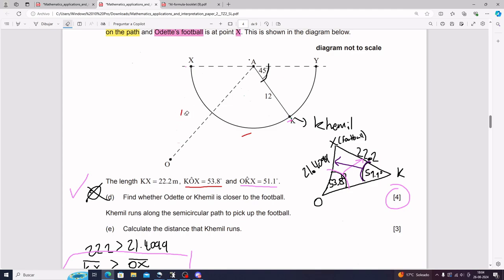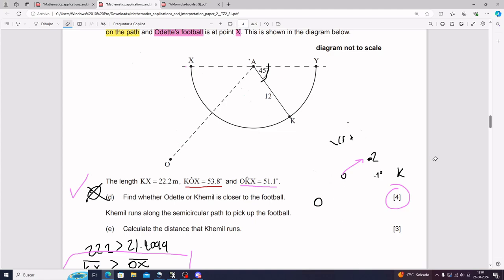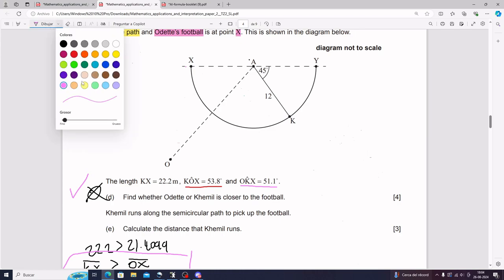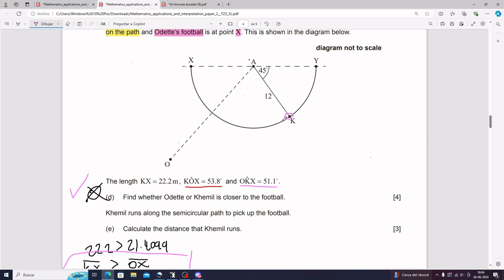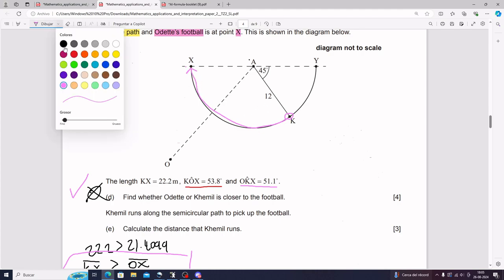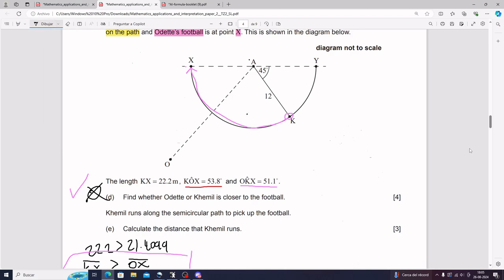Let me clarify exactly what they're asking for and exactly the tools that we can use. So first of all, it's not trigonometry anymore, because trigonometry is for triangles. This isn't a triangle anymore. See? So we have that our good old friend Khemil is running along the path in order to reach the football. And we need to see how much the distance in pink is. Now, what do you know?